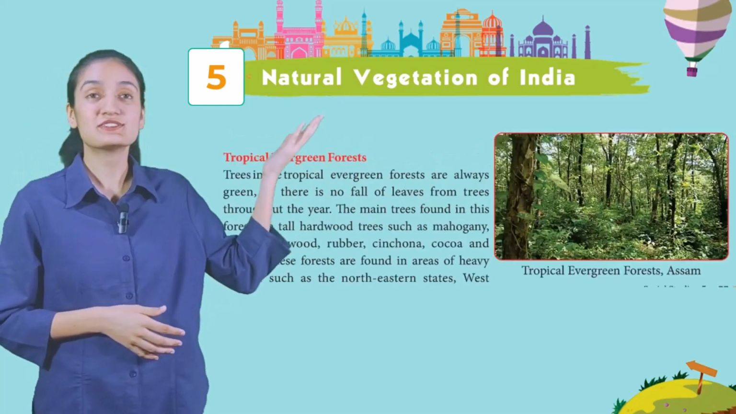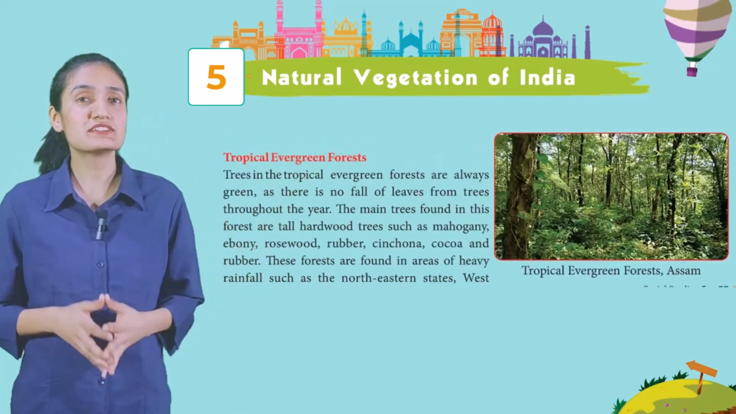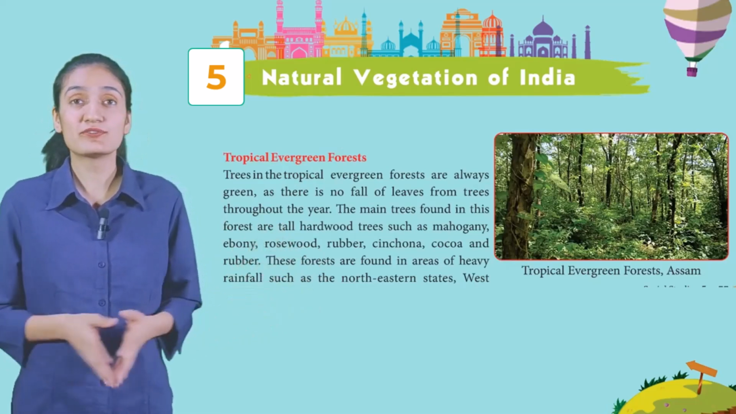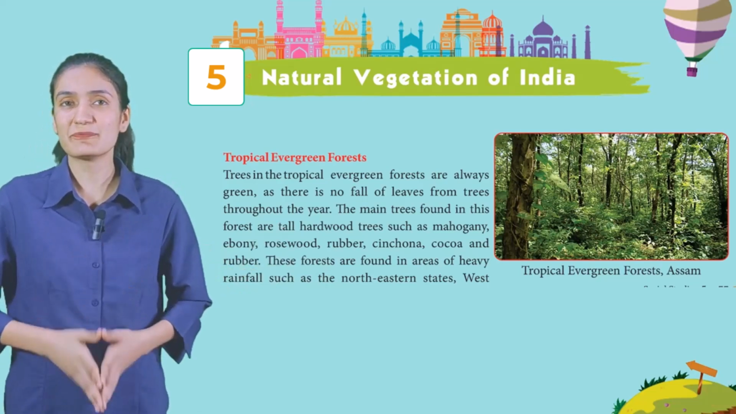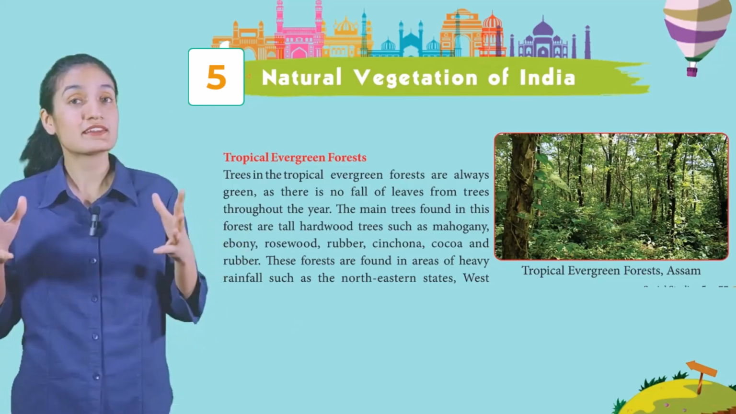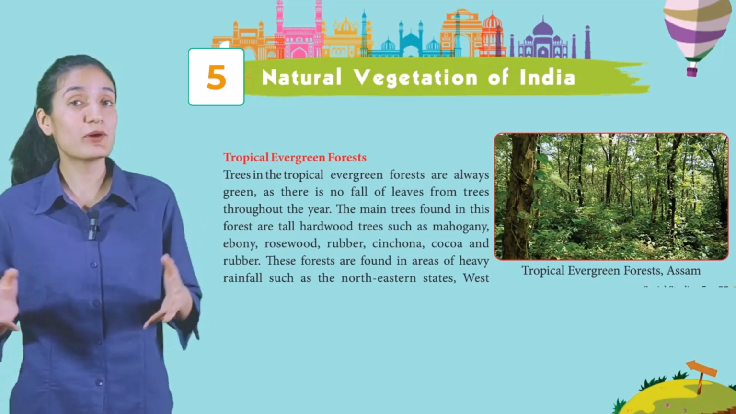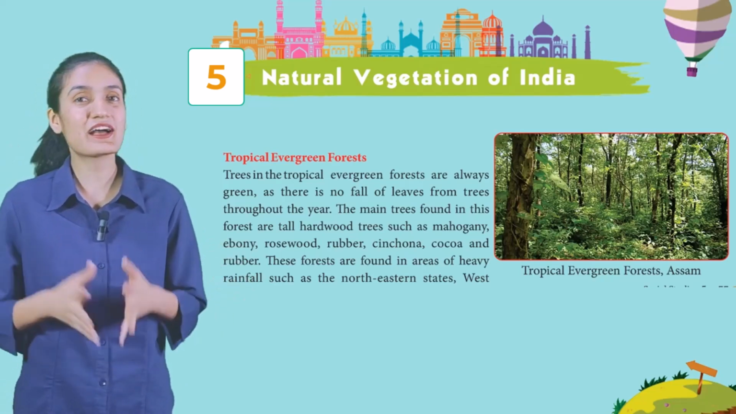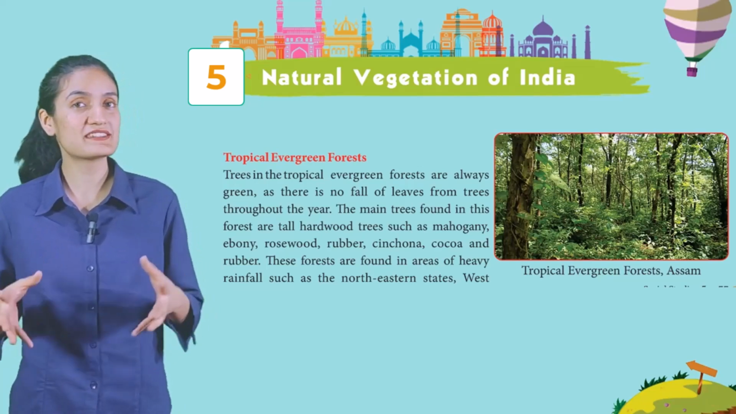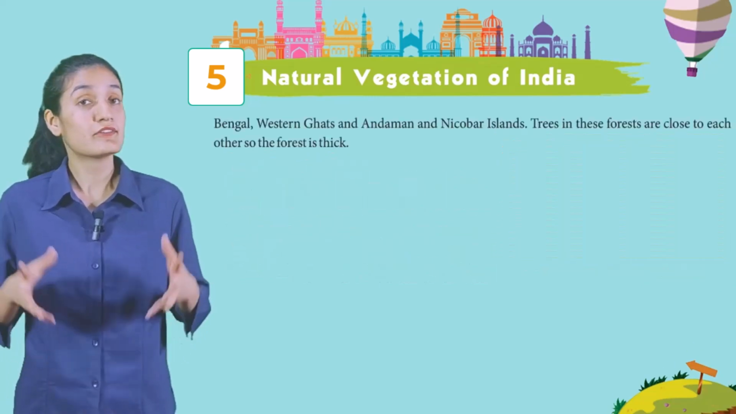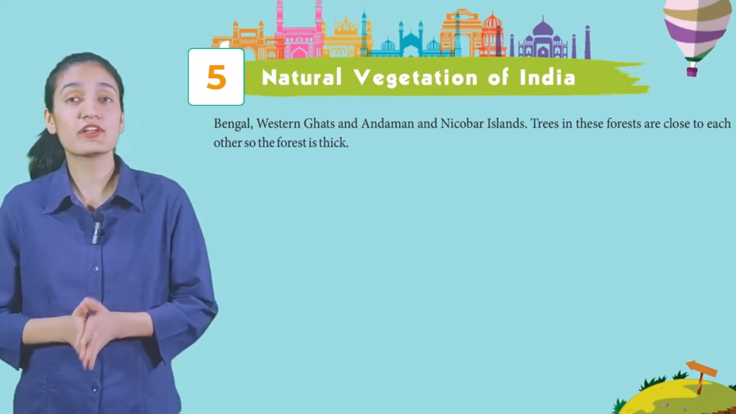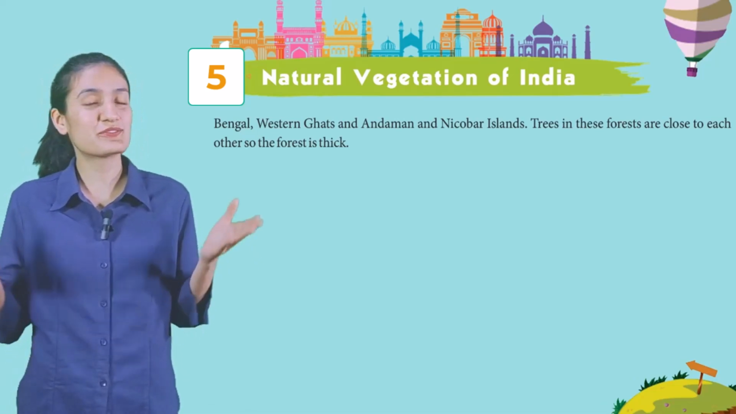Now, let's do the tropical evergreen forest. Trees in the tropical evergreen forest are always green, as there is no fall of leaves from trees throughout the year. The main trees found in this forest are tall, hardwood trees such as mahogany, ebony, rosewood, rubber, cinchona, coca, and rubber. These forests are found in areas of heavy rainfall such as the northeastern states, West Bengal, Western Ghats, Andaman and Nicobar Islands. Trees in these forests are close to each other so that the forest is thick.